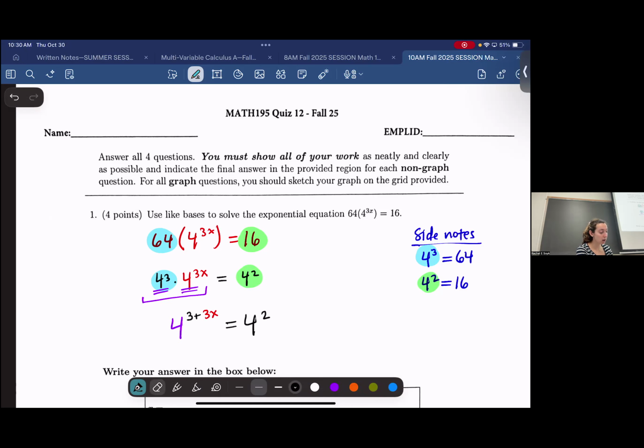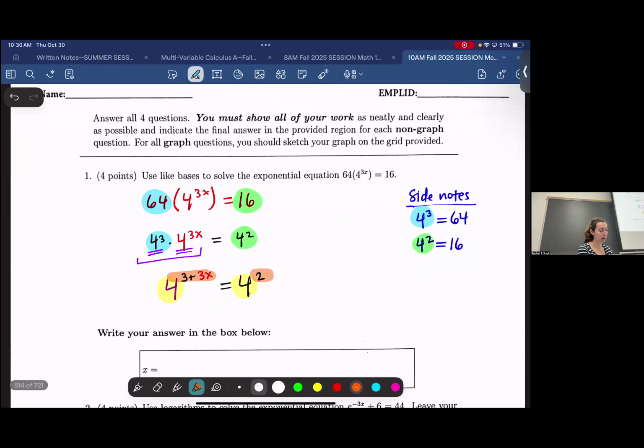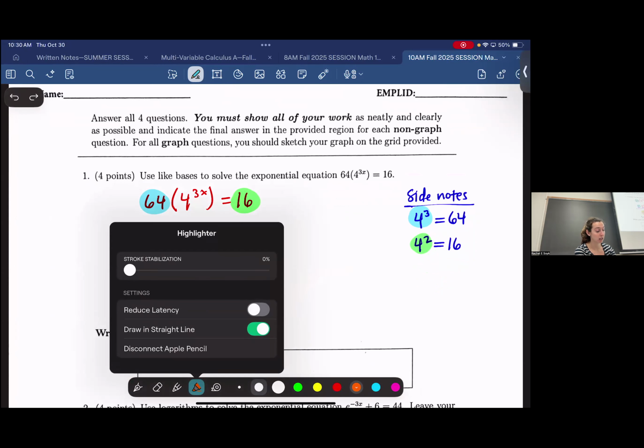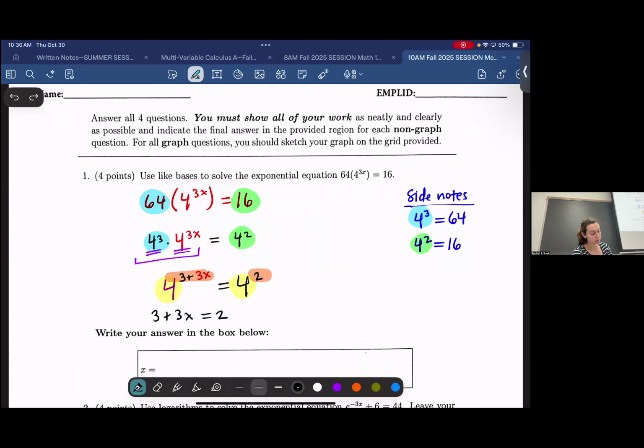Now that the bases are exactly the same, what can we do? We can just set our exponents equal to each other. And then we're just solving for our missing variable. So we're just looking at 3 plus 3x is equal to 2. Utilize inverse operations and subtract 3 from both sides. And when you do, you get 3x is equal to -1.